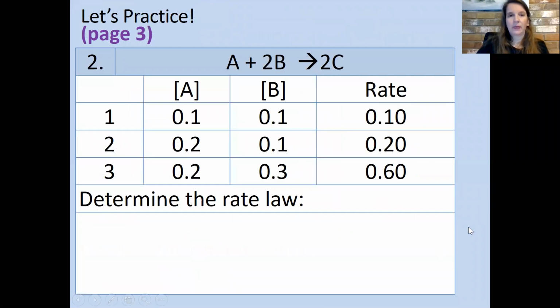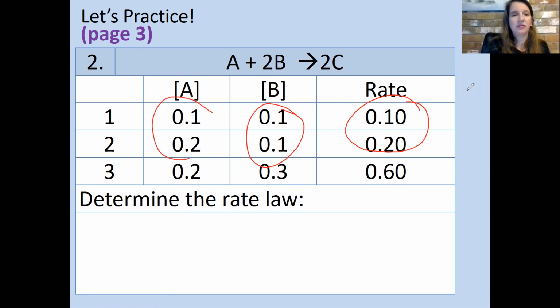All right, so let's take a look at this next example here. Again, we want to find where the concentration of one thing changes, the concentration of the other thing stays the same. So when we look at trials 1 and 2, B is staying the same. So any change in the rate is because of A. So A is doubling. And what's happening with the rate? The rate is also doubling.